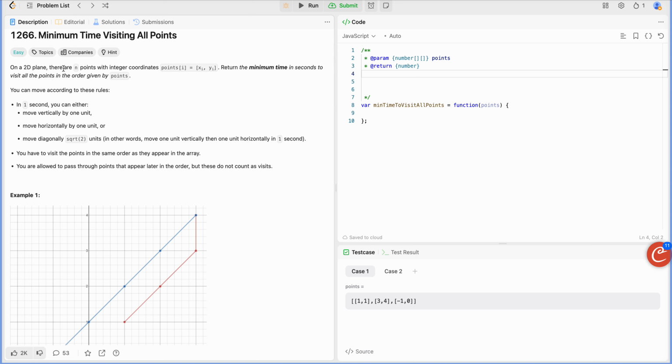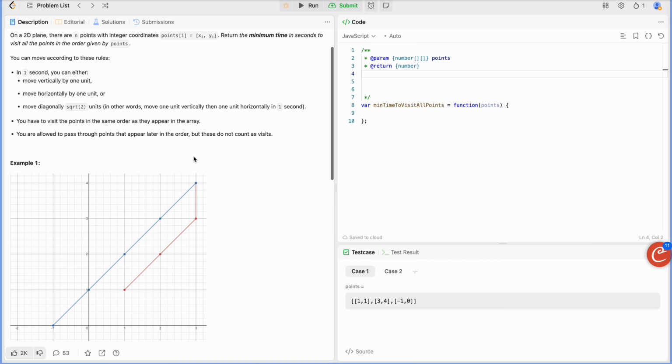On a 2D plane, there are n points with integer coordinates. Point i is equal to xi, yi. So this is a 2D plane and there are n points: 1, 2, 3, 4, 5, 6, 7, 8. In the 2D plane, the points are x comma y, and I need to return the minimum time in seconds to visit all the points in the order given by points. So I will be given n points in order and I need to find the minimum time to visit all the points.